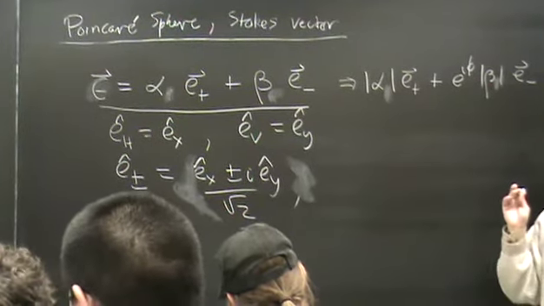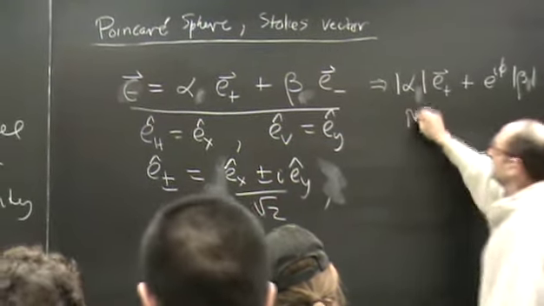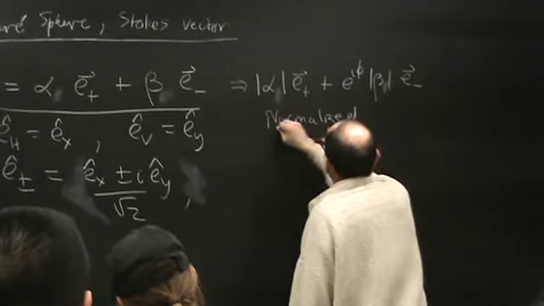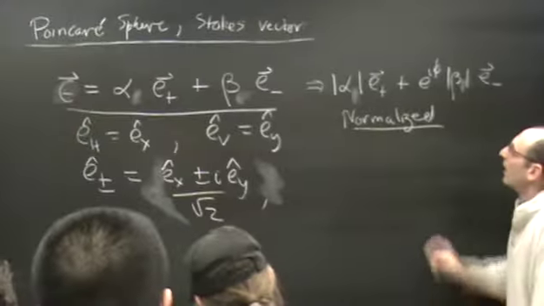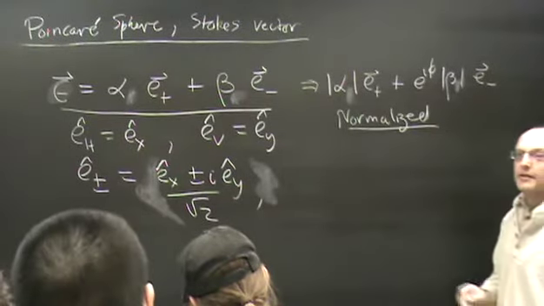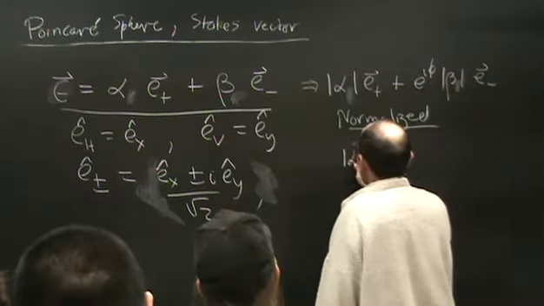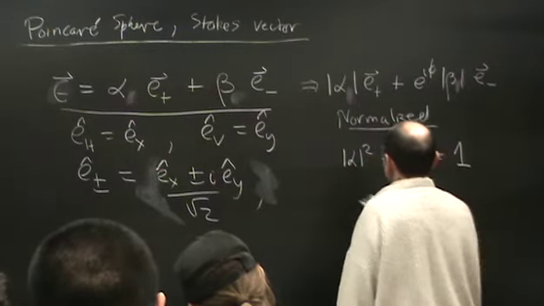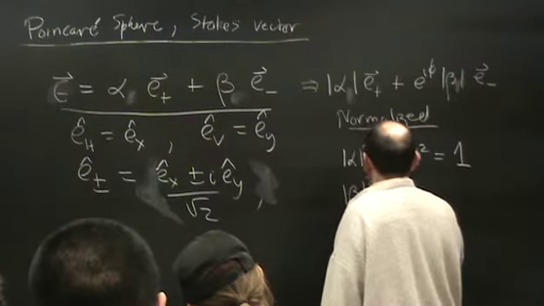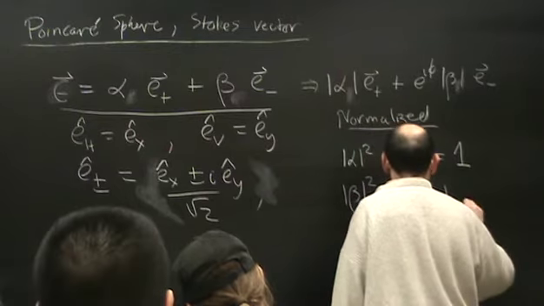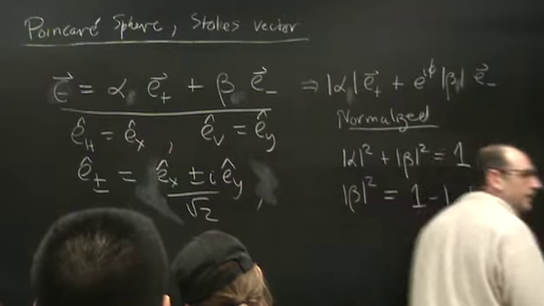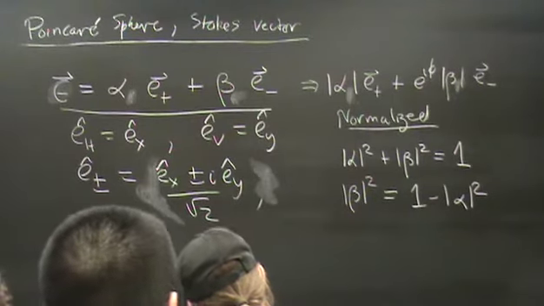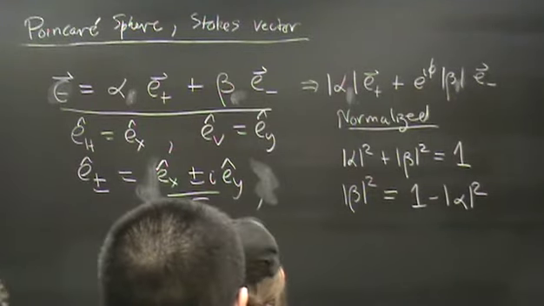But of course, if it's normalized, these guys are not independent. In fact, the magnitude of alpha squared plus the magnitude of beta squared is equal to 1. So the magnitude of beta squared is equal to 1 minus the magnitude of alpha squared. So there are only 2 numbers that I need, just 2 real numbers to specify the polarization state.